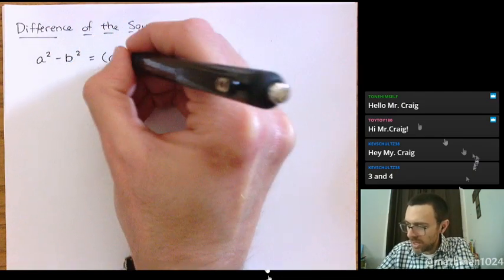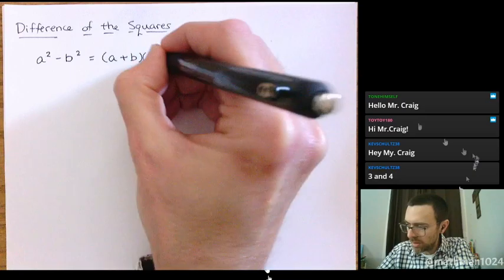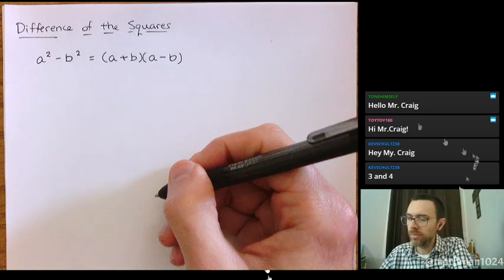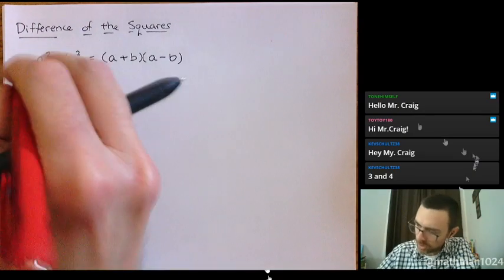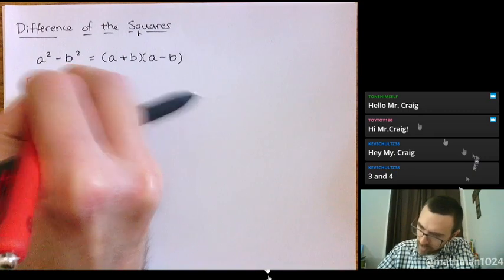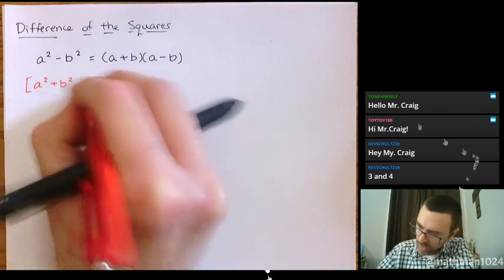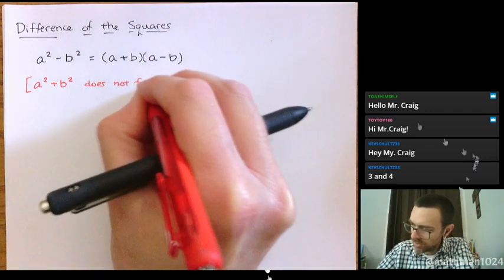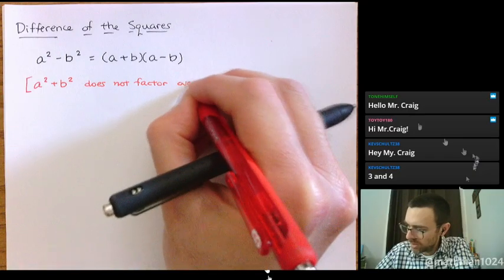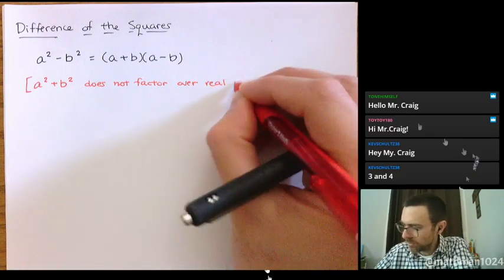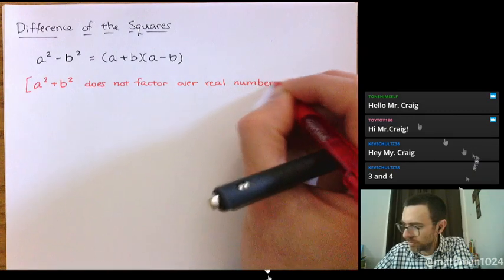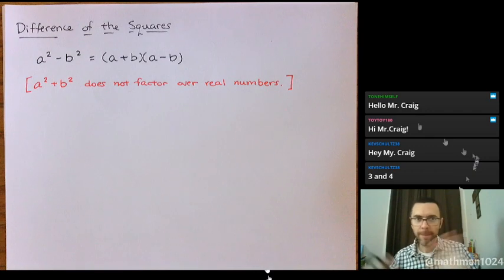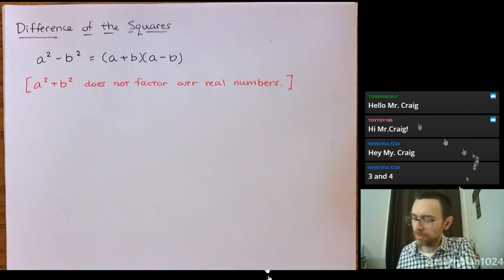This is going to factor as a plus b times a minus b. Please note the following, that if you have the sum of squares, it does not factor over real numbers. The sum of squares does not factor over real numbers. So if you see it, just walk away. It's not going to be there for you.